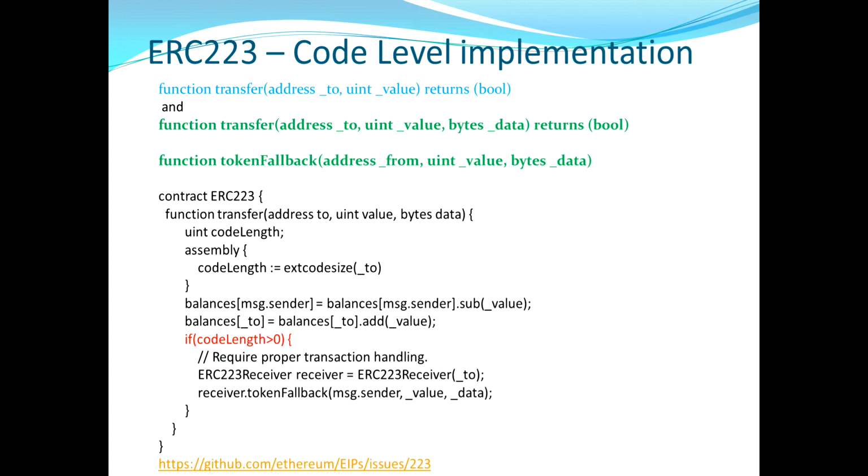Here, in red color, you are checking whether the address where you are sending the token is a contract or not. If the code size is greater than 0, it means it's a contract, and then the fallback has to be called. If the fallback is not implemented, then the transaction will fail. If it is there, then it's handled automatically. So this is how you can overcome the limitation of ERC20.